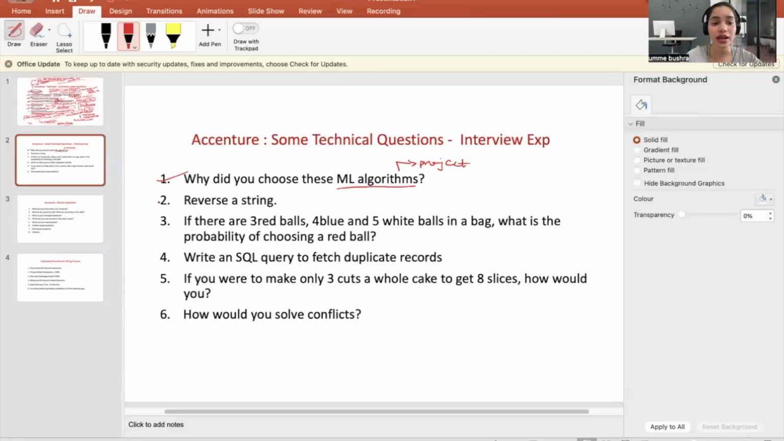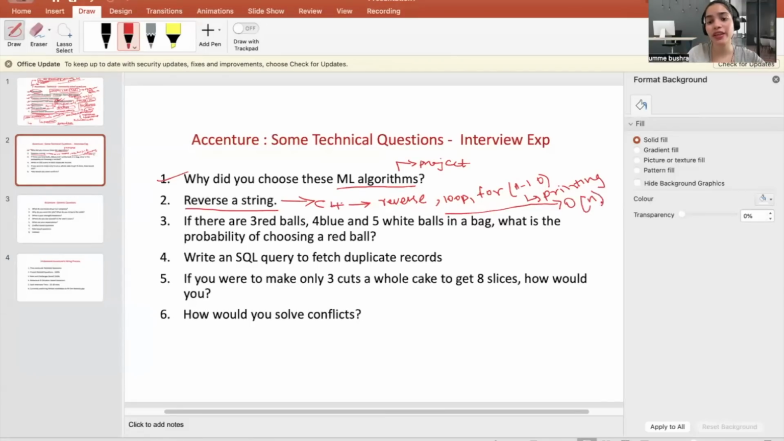Now the next question is reverse a string. This is a very, very commonly asked question, especially in the Accenture interview. So how do you reverse a string? If you're using C++, which is my personal preferred language, there's a reverse function you can use. Or you can run a loop where you swap the elements, or you can run a for loop going from n-1 to 0 and print. There are multiple approaches, and funnily, all of them take O(n) time complexity.